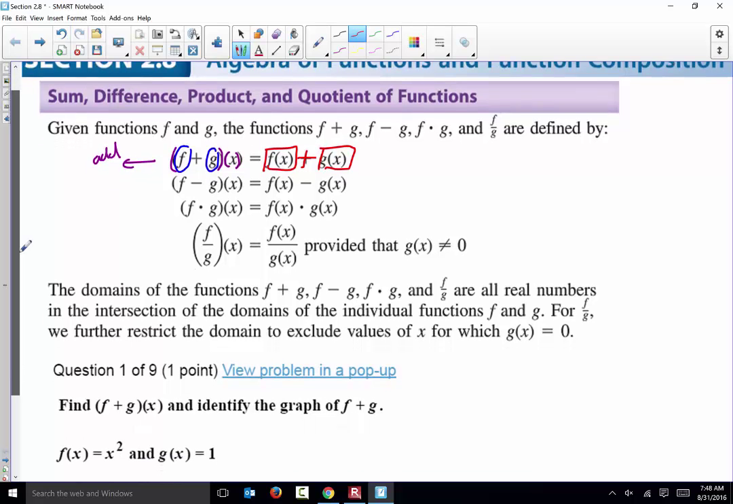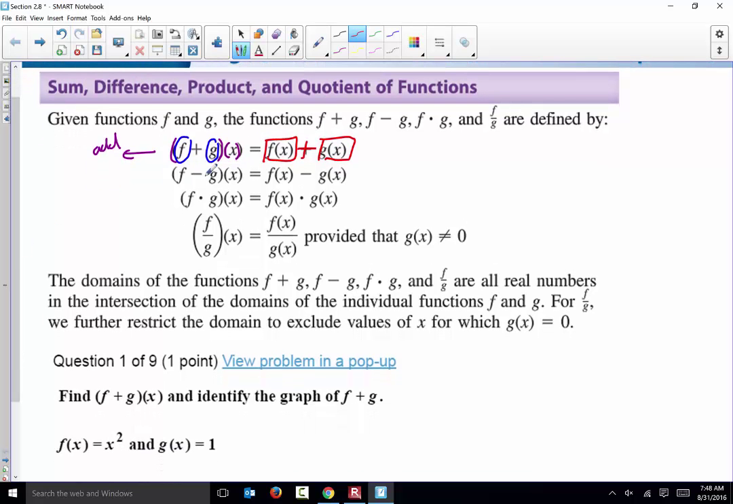Similarly, you do the same operations with subtraction, multiplication, and division. Everything is very smooth, except when you're dividing one function into another, we need to prohibit that g can never be 0, because if g becomes 0, a number over 0 or expression over 0 is undefined. So we want to avoid the locations where g is 0. We will exclude them from the domain.